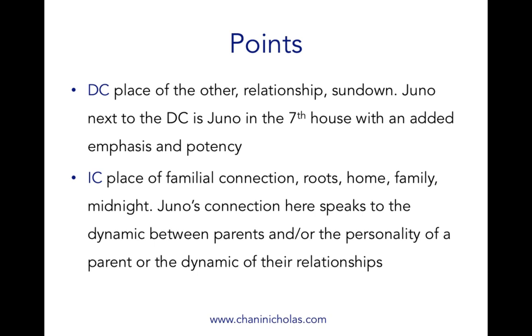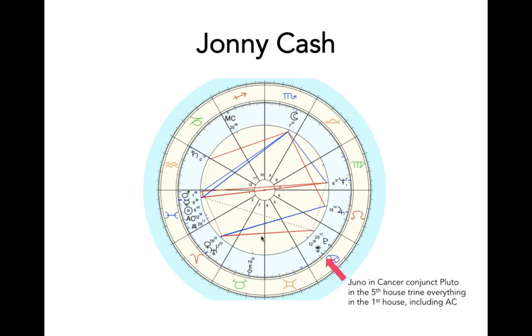Juno's connection here speaks to the dynamic between parents, or the personality of a parent, or the dynamic of their relationships. So if Juno was here, then I would say maybe the mother or father or parent was the one who was very Juno-like in nature, depending on what part of Juno's myth they were acting out. Or that there is something important about establishing a home together, or a relationship that creates home together. So Juno in connection to the IC is similar to Juno in the 4th house.